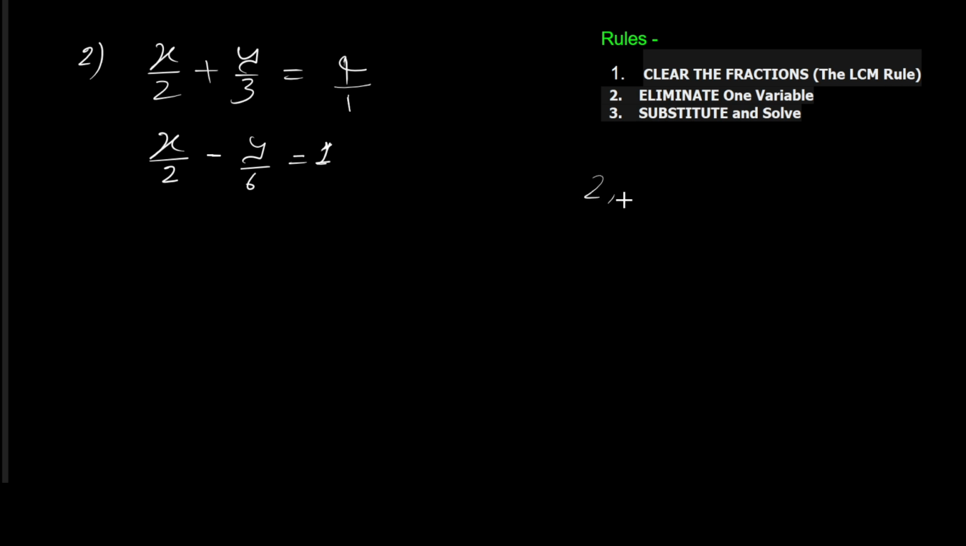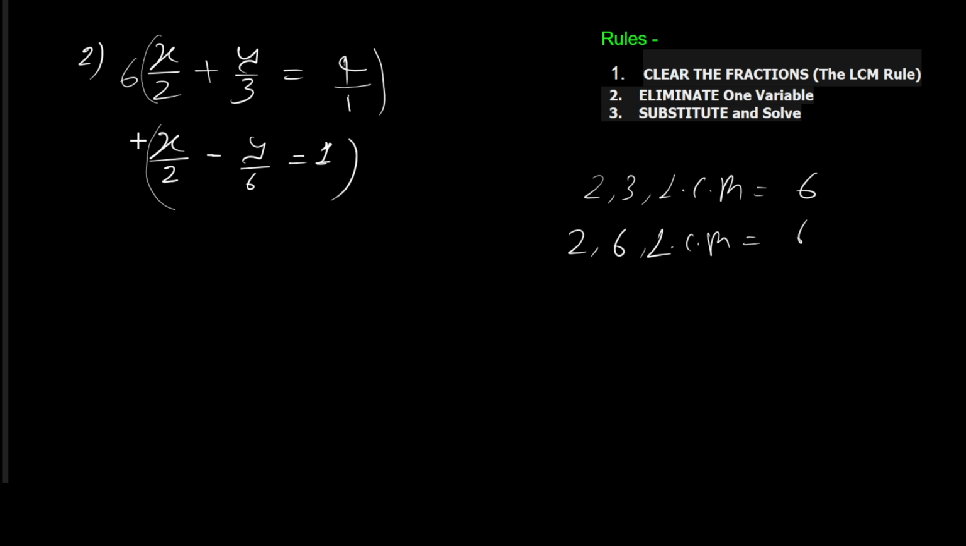So we have 2 and 3. The LCM of 2 and 3, LCM means least common multiple, is 6. So let's multiply the whole equation by 6. In the second equation, we have denominators 2 and 6. The LCM of 2 and 6 is also 6. So let's multiply the whole equation by 6. Let's multiply the first equation by 6.